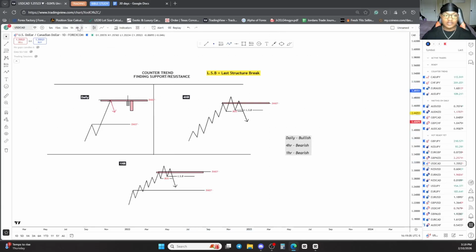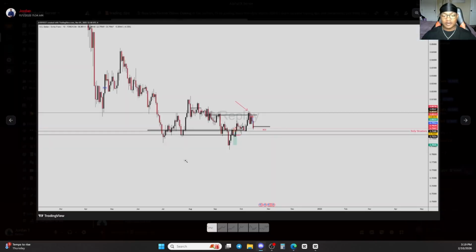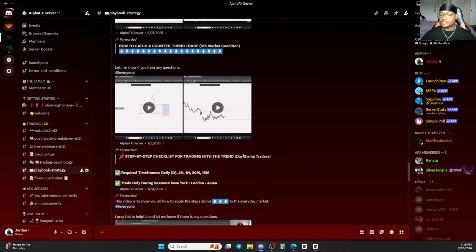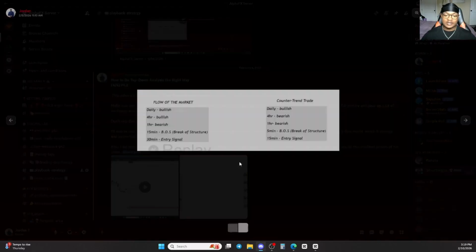Now we only use the 4-hour, the 1-hour, the 5-minute, and the 15-minute time frame. Why is that? Well, if we go back towards this cheat sheet once again, we see that the flow of the market consists of the daily, the 4-hour, the 15-minute, the 30-minute. We don't use the 1-hour. The counter trend consists of the 4-hour, the 1-hour, the 5-minute, and the 15-minute. We only use the daily time frame to look at where we are at in the market. Are we at our higher high, the recent break, or our lower low or higher low?